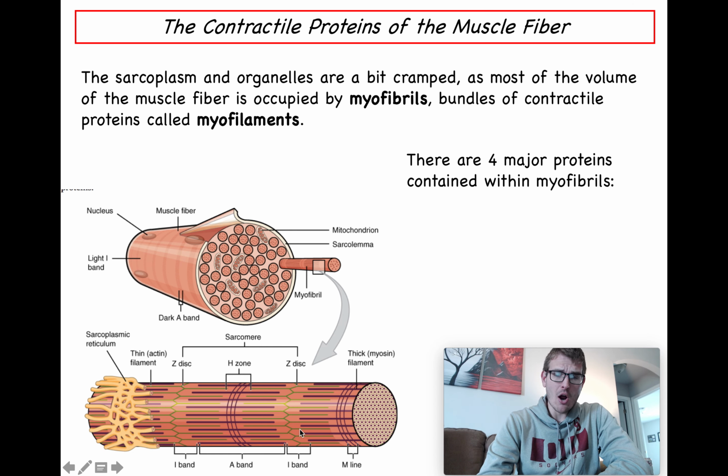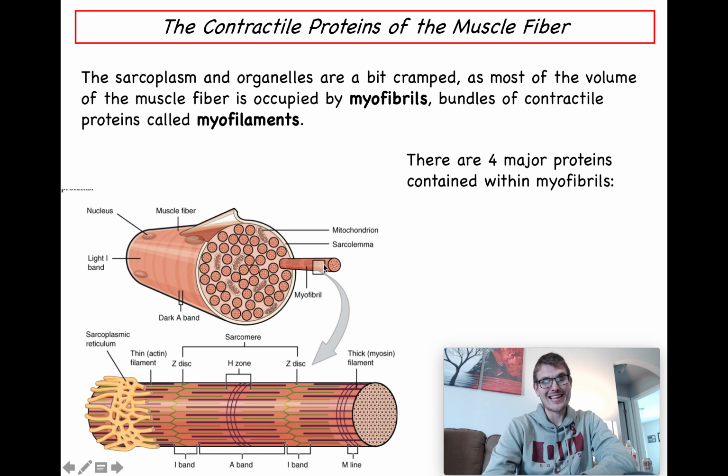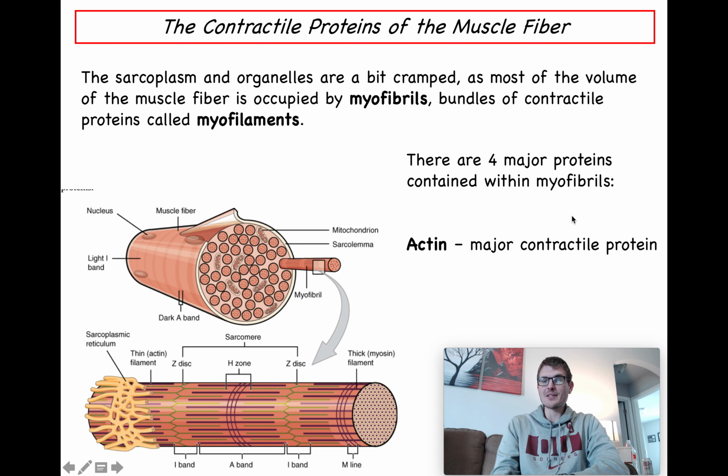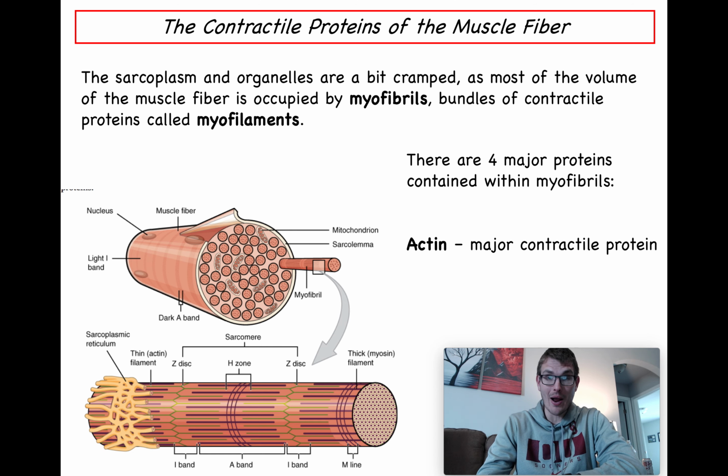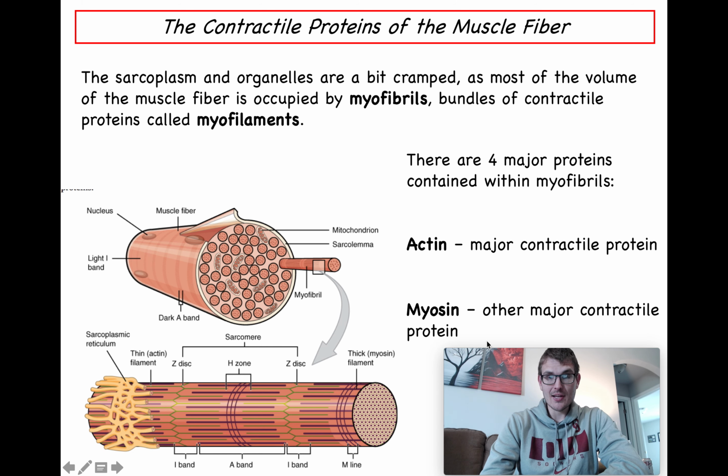So what we want our focus to be for right now, we can tackle some of those organelles like mitochondria and the SR as they come along. Let's have our focus for now be those myofilaments, the myofibrils that contain those contractile myofilament proteins that are going to be so important for us. There are 4 different types of proteins that we need to be aware of as we move forward. One of them is called actin. The other is called myosin.